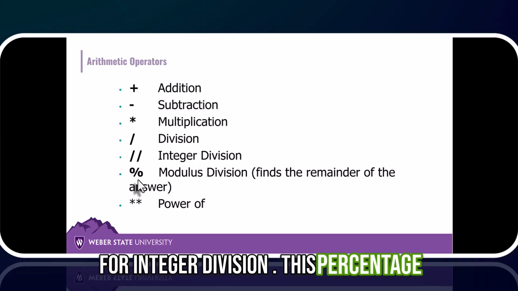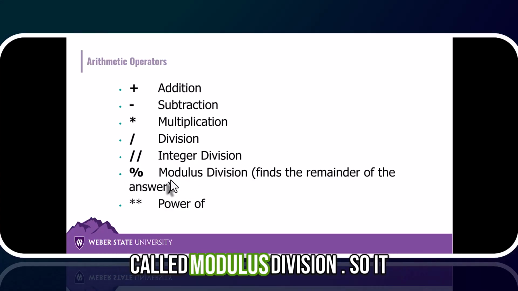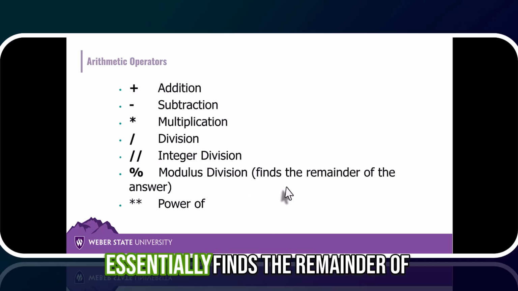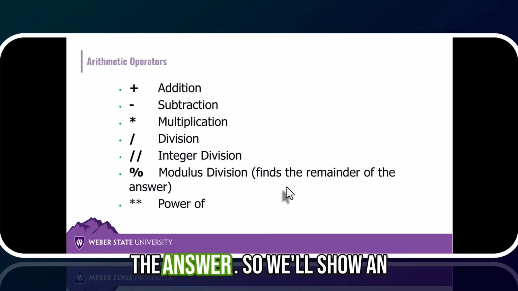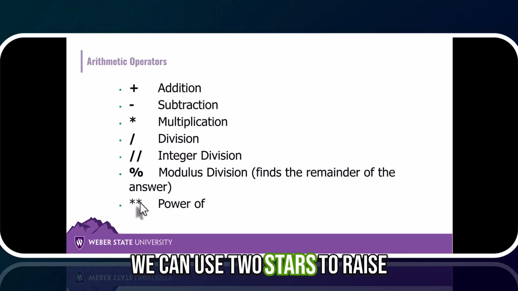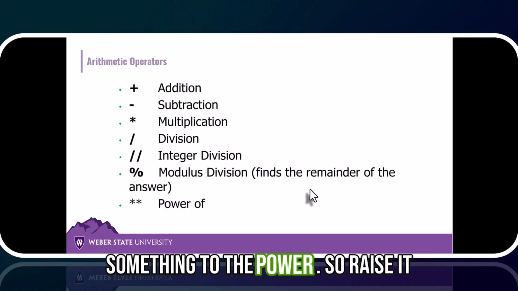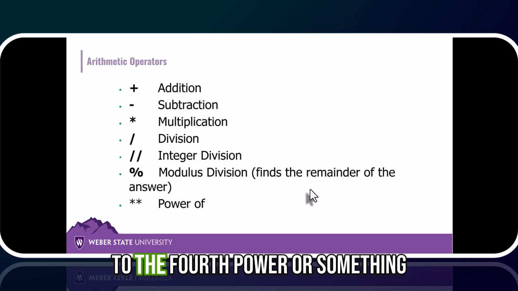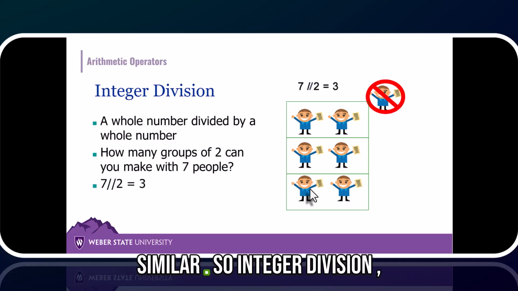This percentage sign, we're going to do something called modulus division. So it essentially finds the remainder of the answer. So we'll show an example here in a second. And then we can use two stars to raise something to the power. So raise it to the fourth power or something similar.